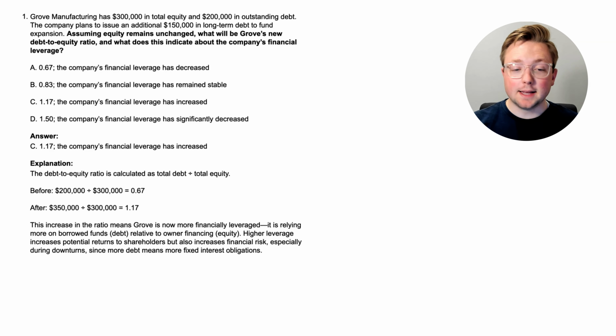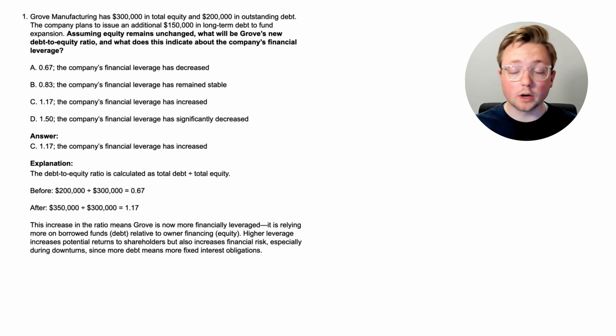All right, here we are at the answer, C. It has changed to 1.17, and that means that the financial leverage has increased. So let's go through this. First off, the debt to equity ratio, again, it's very easy to calculate. You take total debt divided by total equity. So before they issue the new debt, it's $200,000 of debt divided by $300,000 of equity, giving you a 0.67 debt to equity ratio.